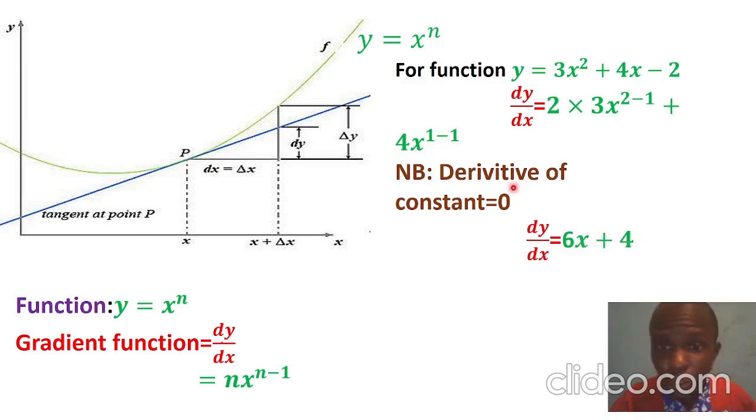But something to note, the derivative of a constant is equal to 0. And that's why this has not been included in the final answer. We have not included 2. 2 is a constant. Why are we saying it's a constant? Because it does not have an x. Now, we have already seen how to do a differentiation.